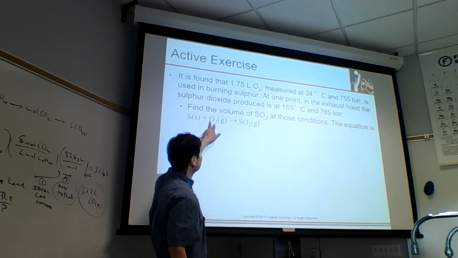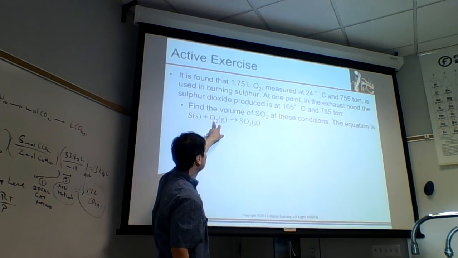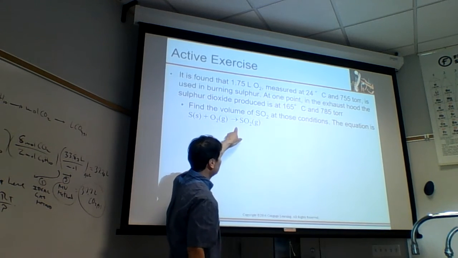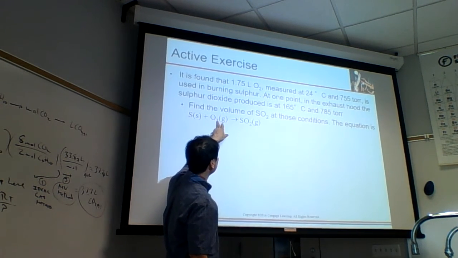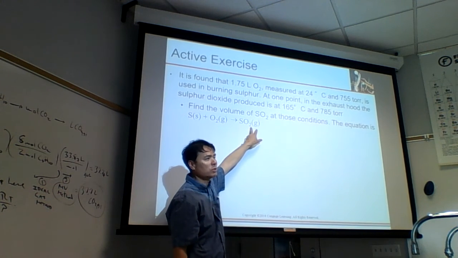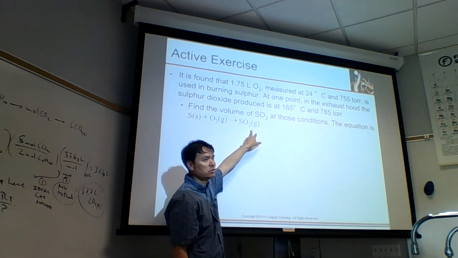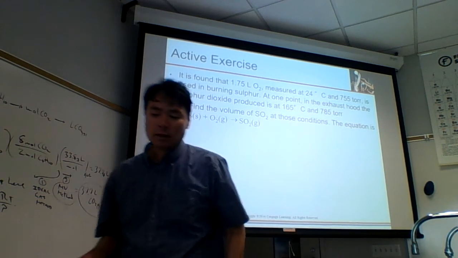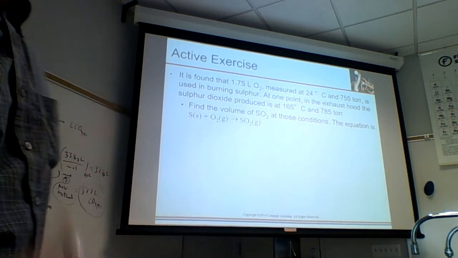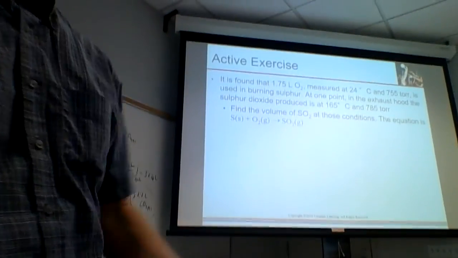If the temperature and pressure were the same, then 1.75 liters of O2, it's a 1-to-1 mole ratio. That means it's a 1-to-1 volume ratio. And so 1.75 liters of O2 completely reacted will form 1.75 liters of SO2. 1-to-1 mole ratio, 1-to-1 volume ratio. But that's under those conditions there. And so there are 2 ways we could solve this particular problem.